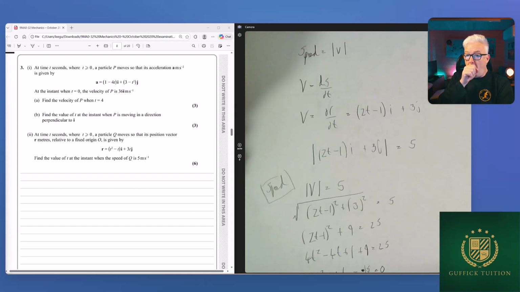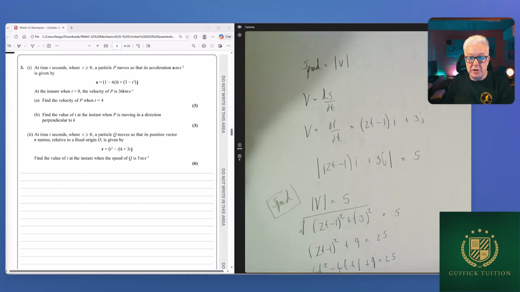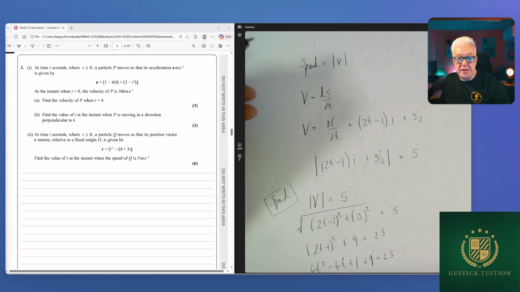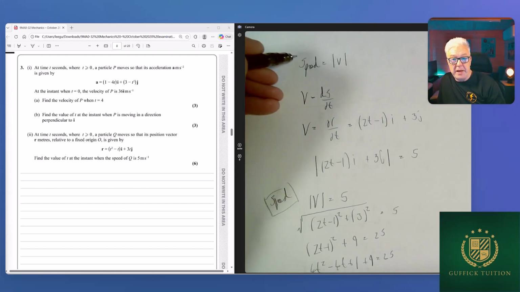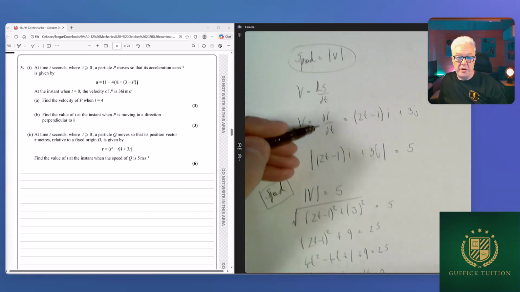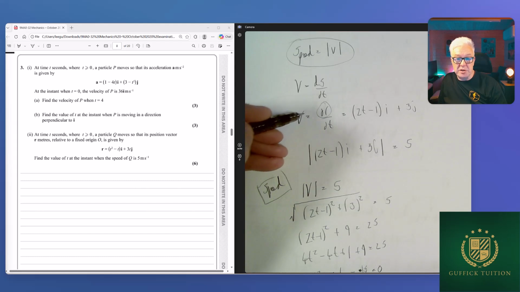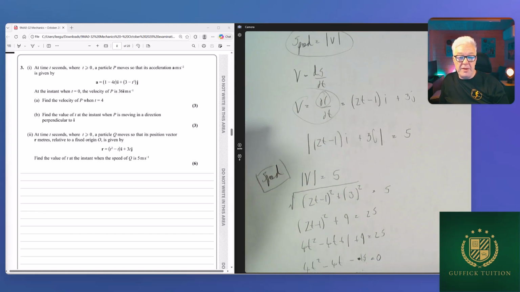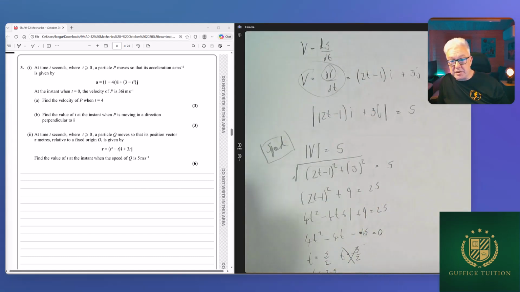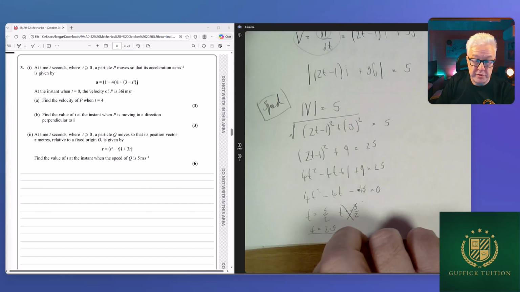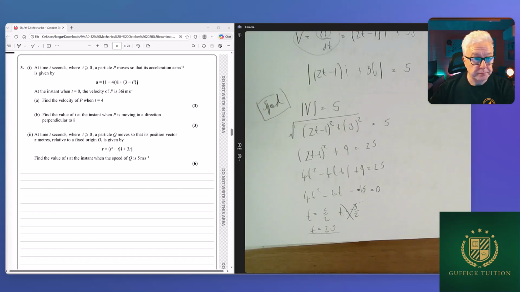Wow, it's kind of hard to believe that that's 6 marks, but that is our 6 marks. I guess it's because there are a number of conceptually difficult ideas there, aren't there? We've got to know that speed is the magnitude of velocity. We've got to know that we're given the displacement equation, so we've got to differentiate it. And then we've got to set the magnitude equal to that and solve for t. But I do think that that was quite a nice 6 marks, to be fair.